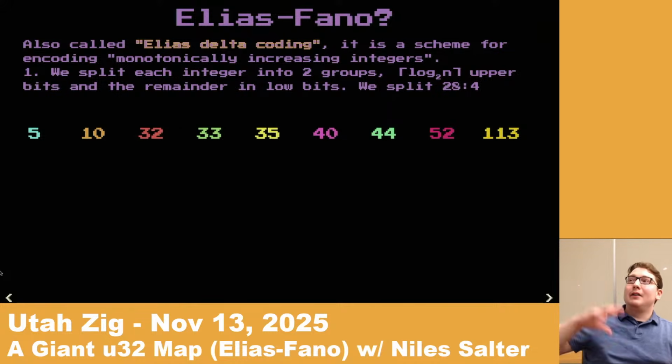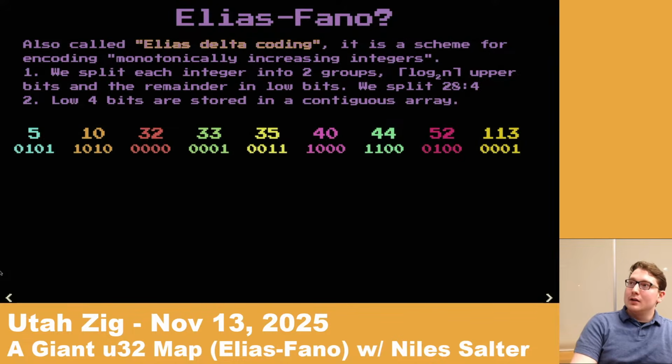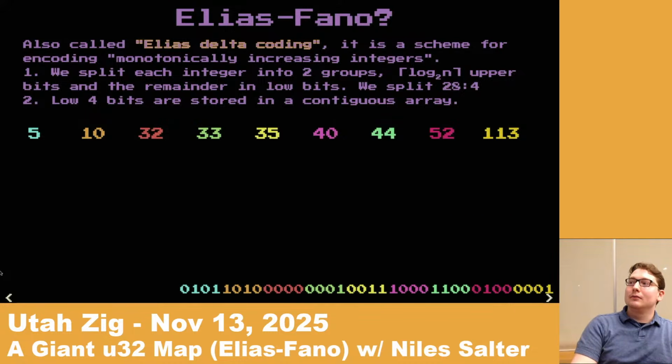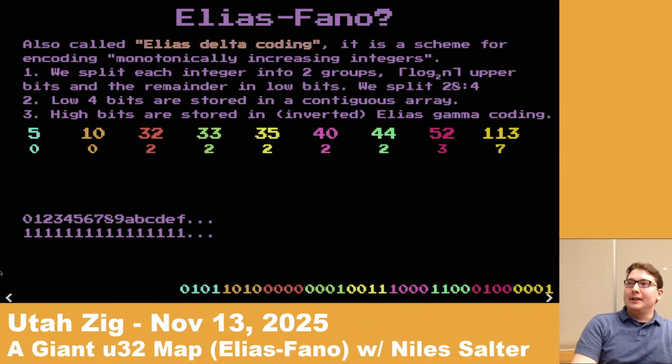So because I have 160 million elements in the first data set that I made this for, I'm doing a 28 and 4 split. So what does that mean? Okay, so here are the low 4 bits for each of these decimal numbers. We're going to store those in a contiguous array. That should be pretty straightforward. The high bits, which I've written in decimal form this time, they're going to be stored in what's called an inverted Elias gamma coding.